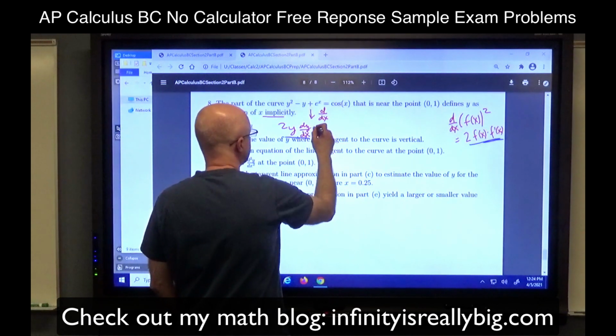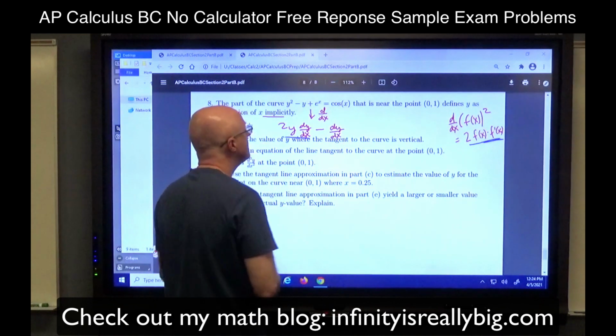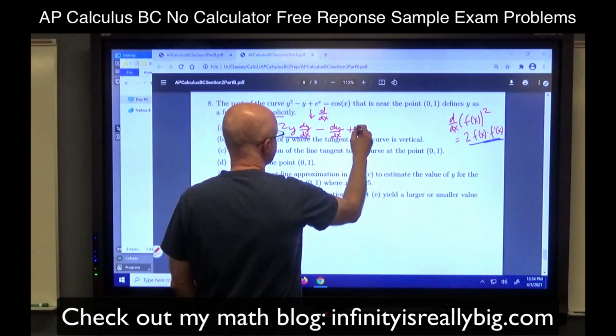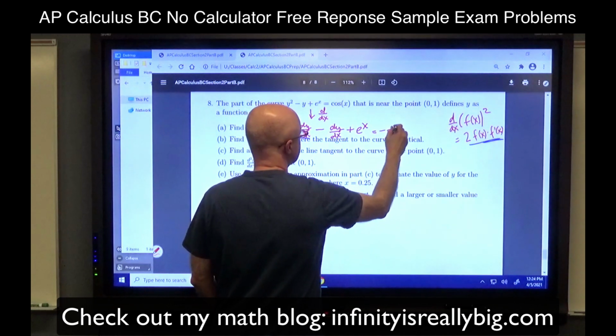What's the derivative of negative y with respect to x? Not 0, not 1, it's dy/dx, or f prime of x. What's the derivative of e to the x with respect to x? It's e to the x. What's the derivative of cosine of x with respect to x? It's negative sine x.